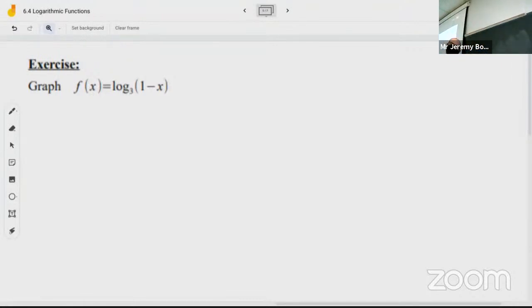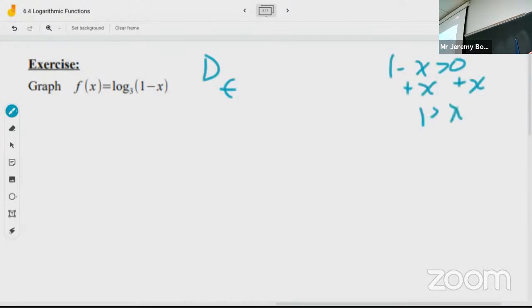That's log base 3 of 1 minus x. Well, what is the domain of my function? That's going to tell me what x values I can even choose from, and then we'll narrow it down from there. Well, we know that 1 minus x needs to be greater than 0. So if we add x to both sides, we get 1 is greater than x, which means x has to be less than 1. So you can't have 2, you can't have 3, you can't have 4. Well, it can't even be 1. It's got to be less than 1. So our domain here will be negative infinity to 1.